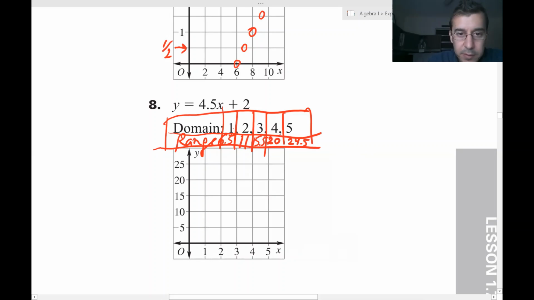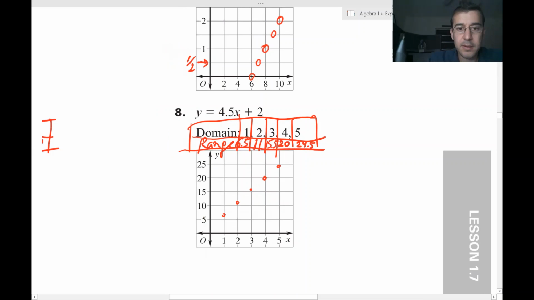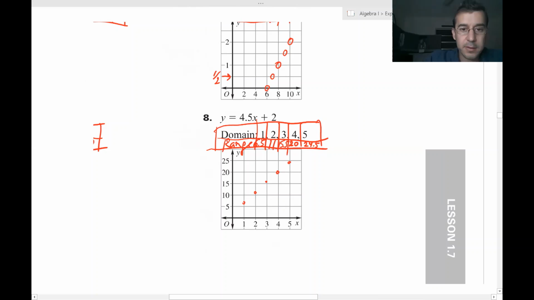Okay. So the first one is 1 and 6.5. So it's somewhere there. Next one is 2 and 11. Next one is 3 and 15 and a half. Right there. 4 and 20. There. 5 and 24 and a half. Okay. Next one.